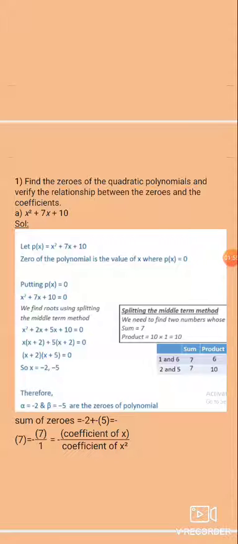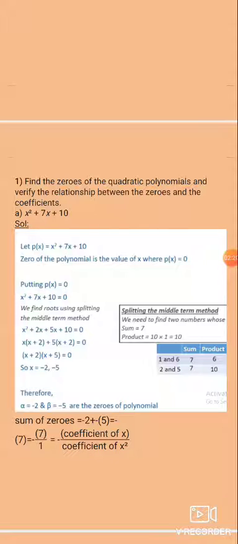Listen carefully. The zero of a polynomial is the value of x where p of x is equal to 0. So what is the zero of the polynomial? The value of x. Now put p of x equal to 0. Equate that polynomial with 0. We find the roots using the splitting middle term method.